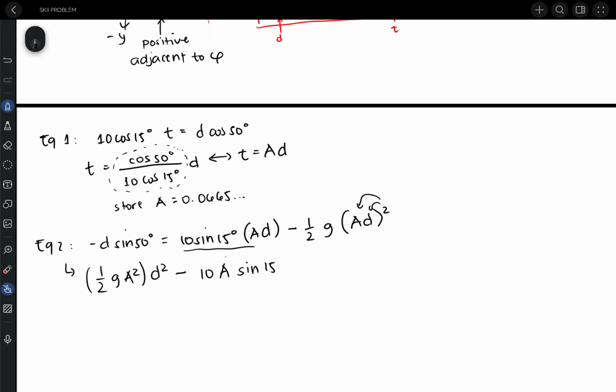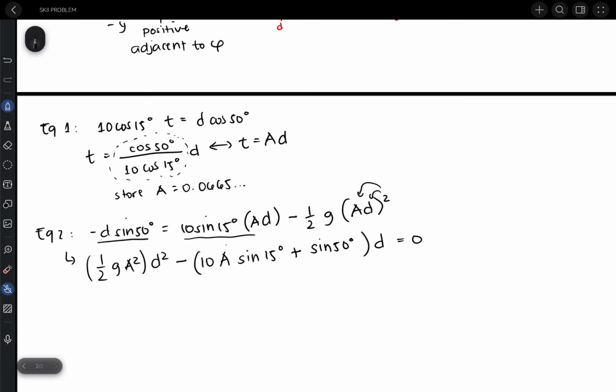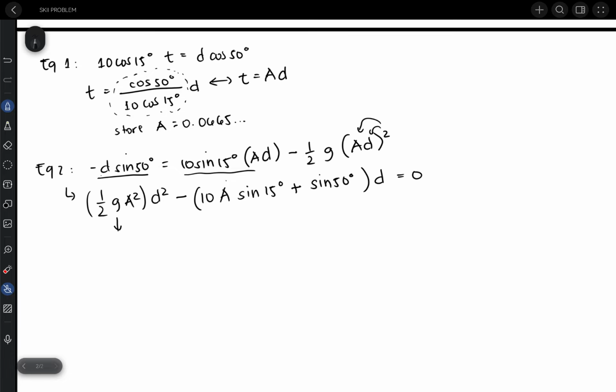And we'll have 10A sine of 15 degrees minus sine of 50 degrees. So that is this part. It remains negative because it's already negative on that part of the equation. And then moving the d out from here, so factoring the d will give us this term equals 0. Okay, now we have the coefficient for t squared and another coefficient for d, which we can solve for using our calculator.